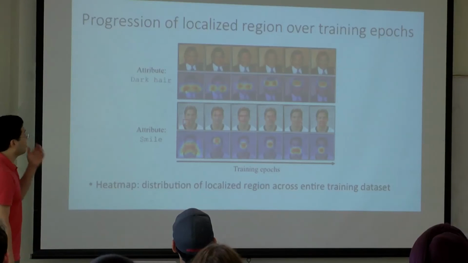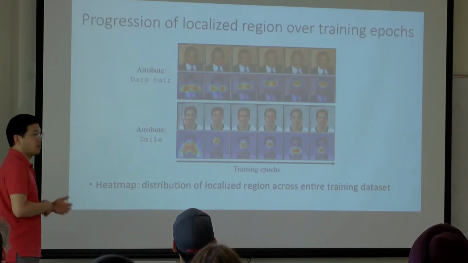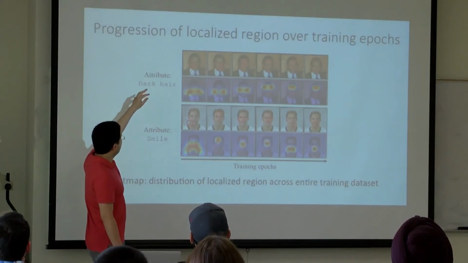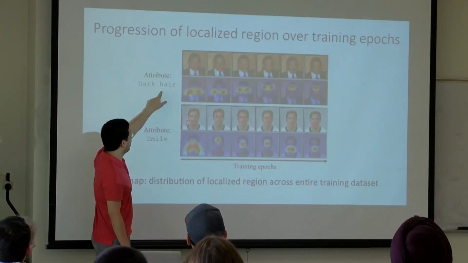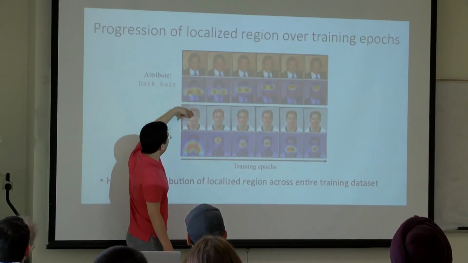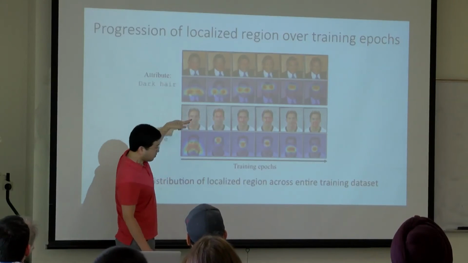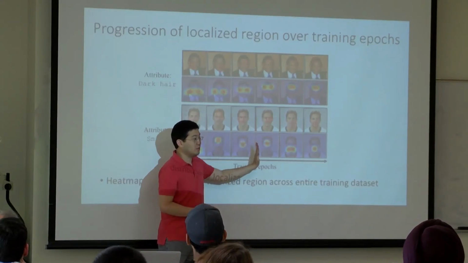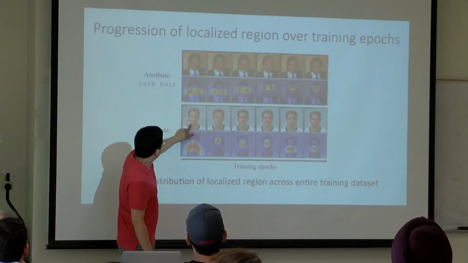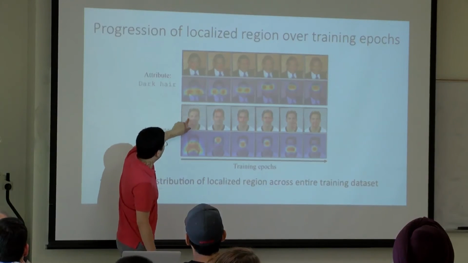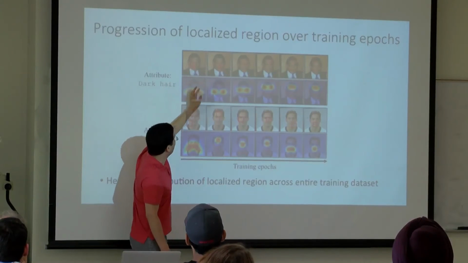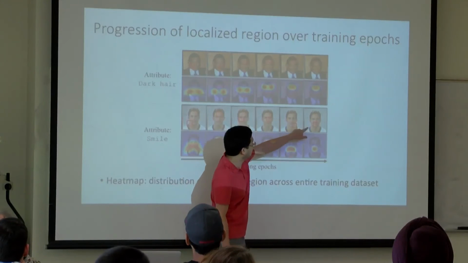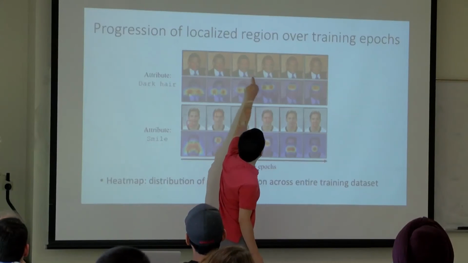Okay. Let me try to show you in more detail what the network is learning over time. What I'm showing you here is 2 examples of different attributes: dark hair and smile. In the first row of these examples, I'm showing you where the localization is at a given training iteration. Initially, for smile, this initial patch is just starting at a sort of random location, even for dark hair. And then over training iterations, it changes the locations, and then it converges to the correct location. Here, the same thing is happening.